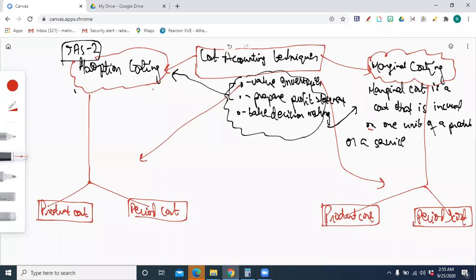There are two cost accounting techniques, two schools of thought, used to value inventories, help you prepare the profit statement, and at times help you take decisions. These two techniques differ in the way they value inventory and prepare the profit statement, and one is used for decision making. They are known as absorption costing and marginal costing. Both are two different schools of thought when it comes to doing all these things.